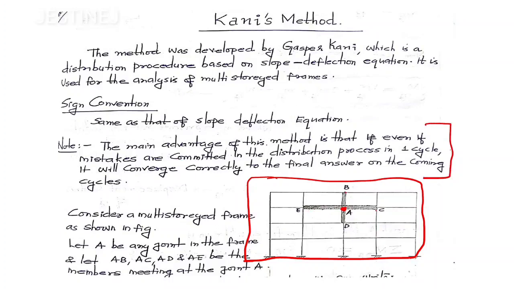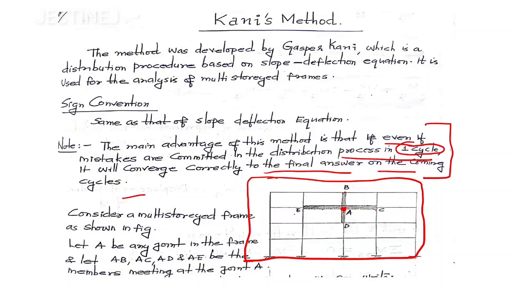While doing problems you will get more clarity regarding this statement. One of the main advantages of this method is that even if some mistakes are committed in the distribution process in one cycle, it will converge to the final answer in the coming cycles. Like the moment distribution method, here also we are following an iteration process. So if you commit some minute mistakes in the first cycle, it will converge to the final answer correctly. That is the statement.